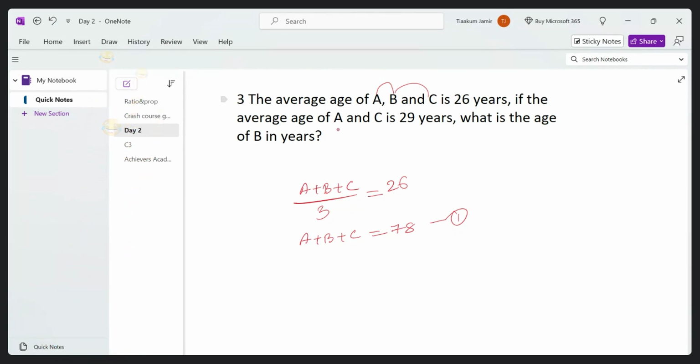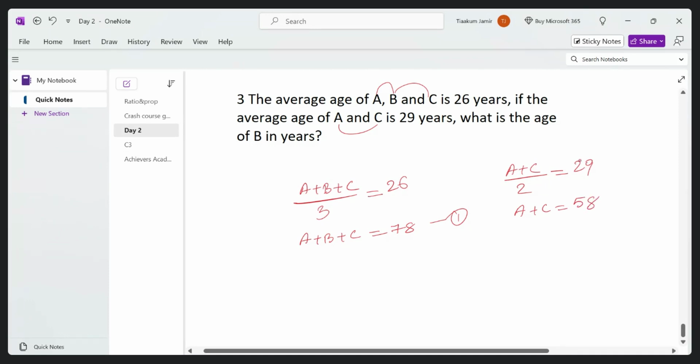Now, if the average of A and C, average of A and C means the sum of observation A plus C divided by total number of observations. Here we are talking about only 2 people, equal to the average. So A plus C is equal to how much? 58. Just take it 30, 2 times is 60, 2 ones is 2. 60 minus 2 is what? 58. Equation 2: A and C's sum of observation is 58.